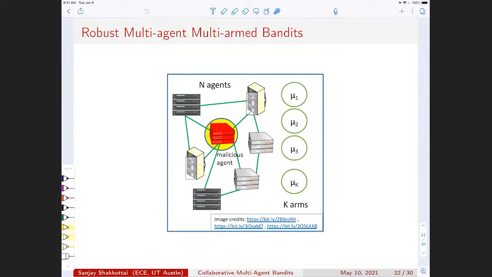Oh, sure. I was just wondering why you chose this specific form of communication constraint T to the beta instead of, for example, something that depends on the graph size or other properties.